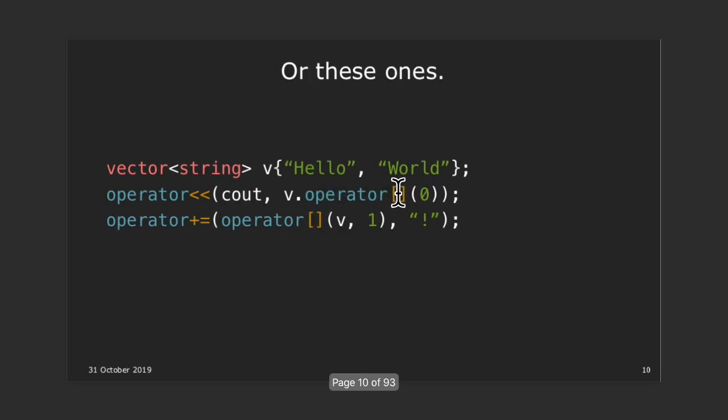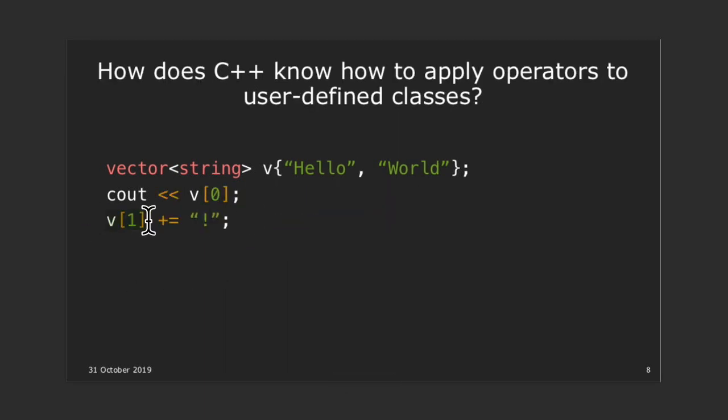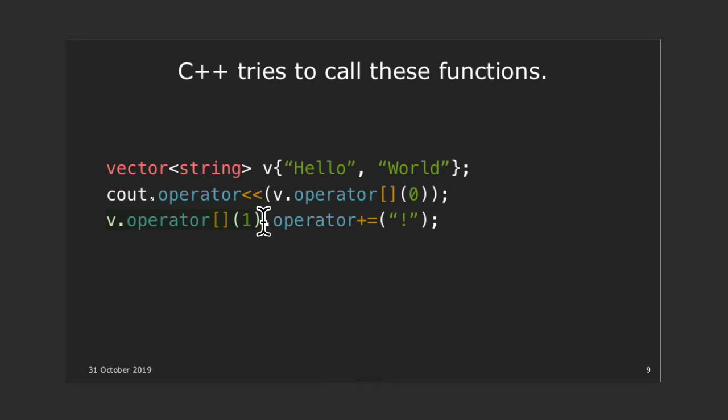Yeah. Cool. So other things to note, cout is a stream. So streams also have an operator function, and you can chain them as well. So v.operator bracket 1 will return something, and then on that something you can call operator plus equals to get something else. So this thing returns a string, and then we can take that string and call the operator plus equals.